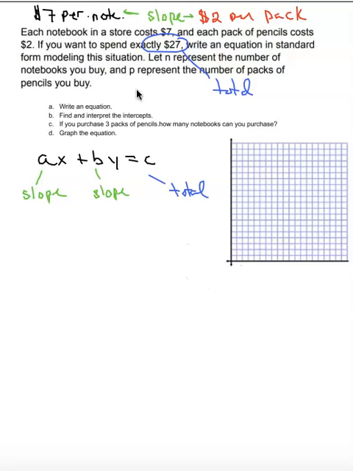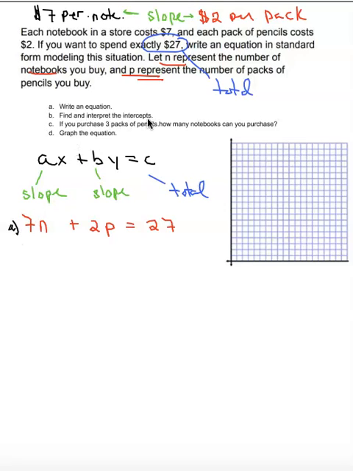All right. But part A says write an equation, and I'm going to use n for the number of notebooks, p for the number of packs of pencils. So $7 per notebook, so 7 times n, plus $2 per pack, 2 times p. And you want to spend a total of how much? Exactly $27. So 7n plus 2p equals 27. So we got my equation. That's part A. Beautiful, thank you.